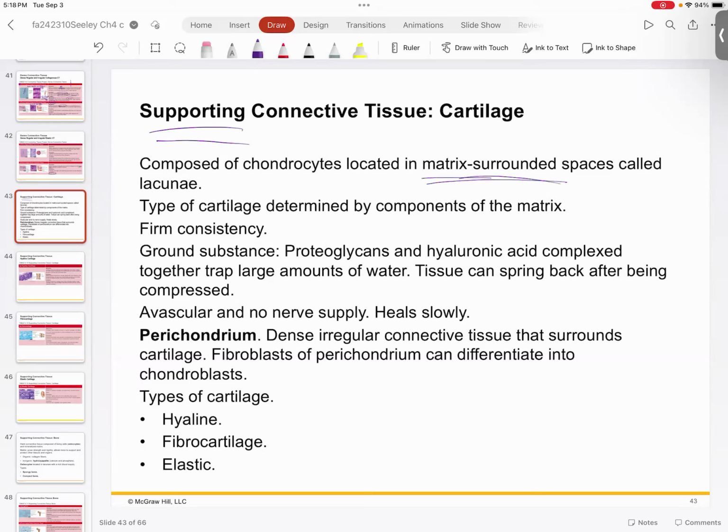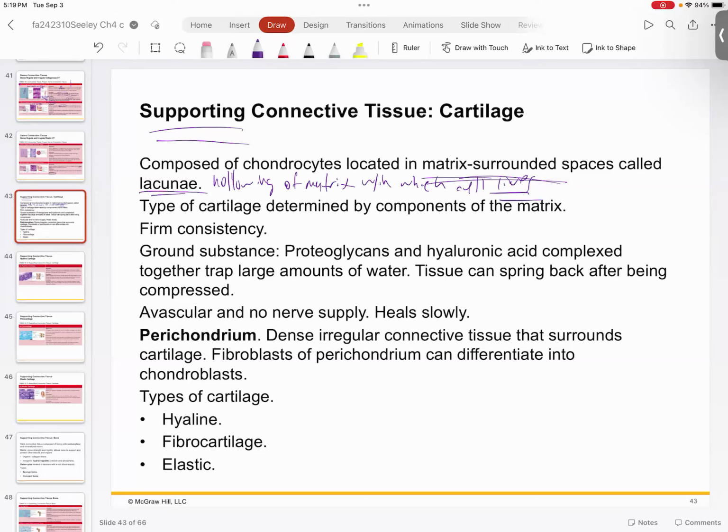And so basically what happens is they lay the matrix around themselves. They kind of entomb themselves a little bit. And then they create this hollowing, which is the lacuna. So this is basically a hollowing of the matrix within which the cell lives. So it kind of creates a little den for itself.